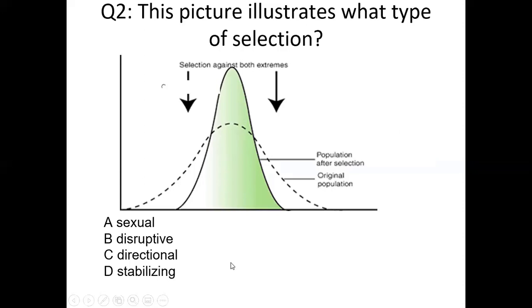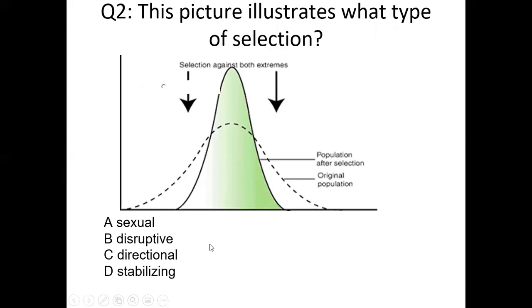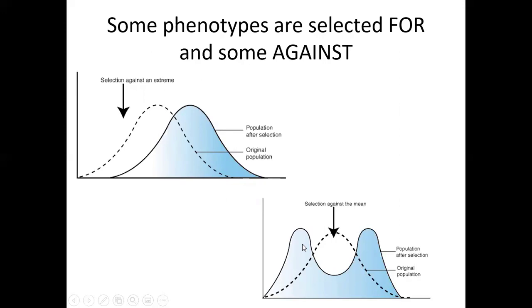So in addition to stabilizing selection, you might have directional selection, where one extreme is selected for, like the beetle population where brown would be selected for relative to green. That would be directional selection. And then the other one would be disruptive selection, where there is a normal initial phenotype, but then you get these two extreme phenotypes.